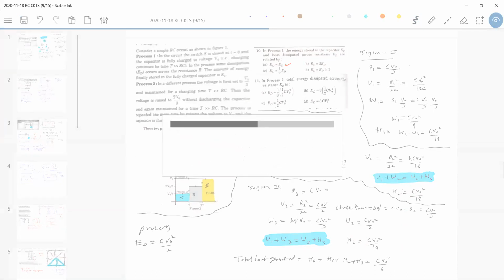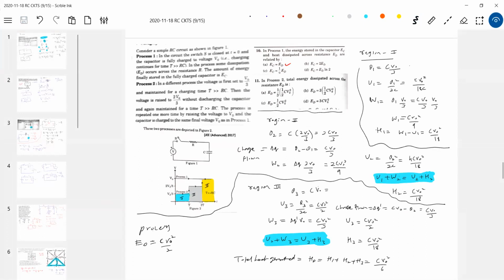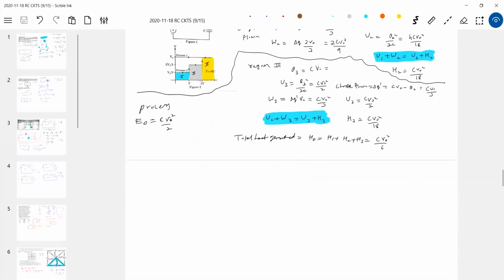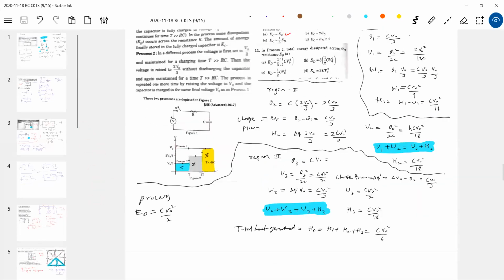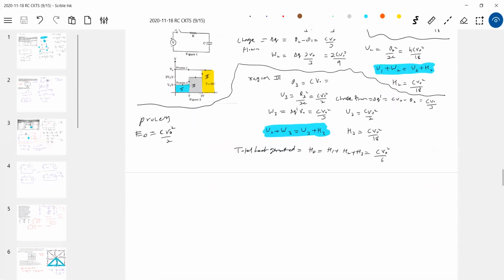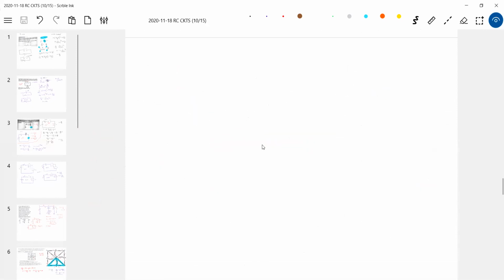And some students didn't take region 1. Huh? They thought only these are the things. No, it's starting from 0 to V naught by 3, V naught by 3 to 2 V naught by 3, 2 V naught by 3 to V naught. Like this it is increasing stepwise, and it's asking you to analyze. In exams, such things really matter a lot. Huh? Why are questions not there?